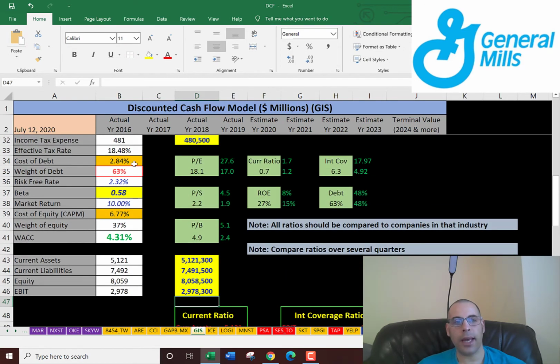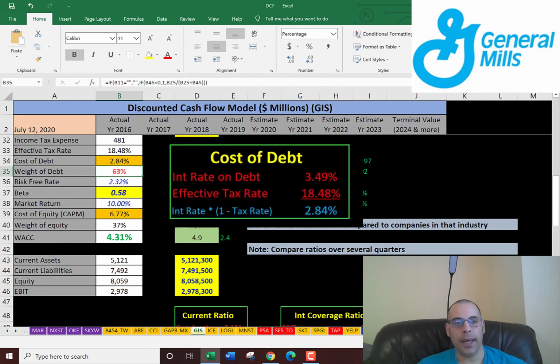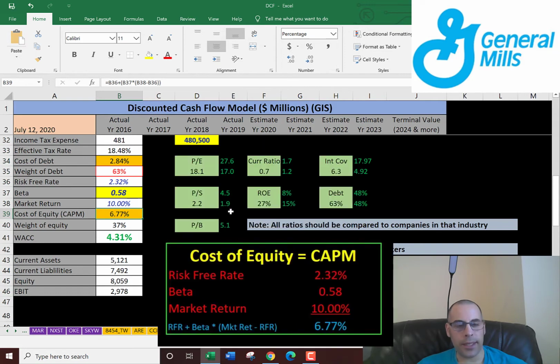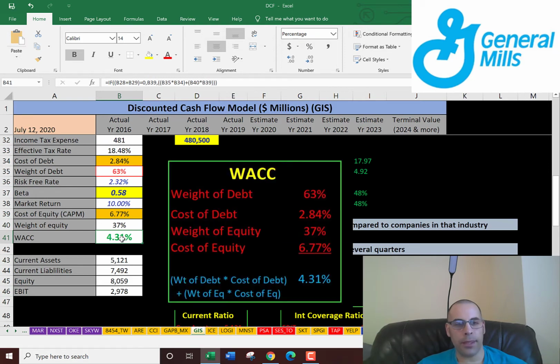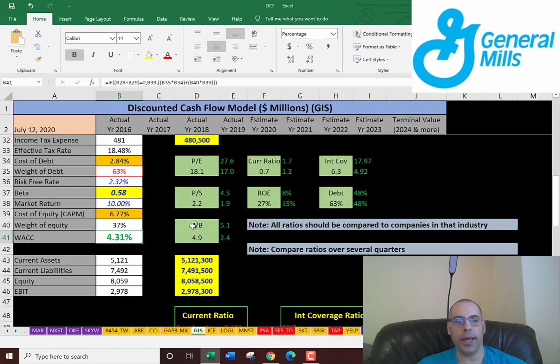So let's look at the capital structure. So the company's cost of debt is 2.8%, and they have 63% debt. And the cost of equity is 6.8%, and they have 37% equity. So the WACC is 4.3%. That's a blend of the cost of debt and cost of equity. So that's a discount rate we're going to apply to the future cash flows.